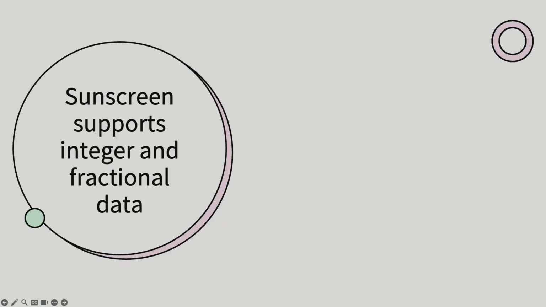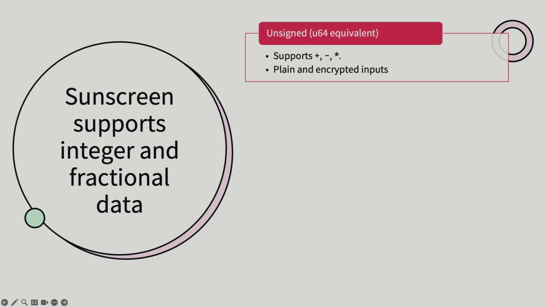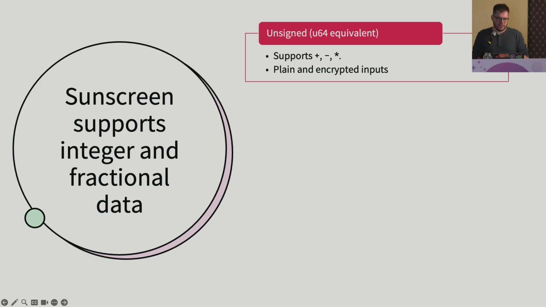So what types of data do we support with Sunscreen? We have a few basic types. One of them is equivalent to an unsigned U64. We also have different bit widths of that one, so we have unsigned 256 and those types of things. These ones support, under the BFV scheme, essentially plus, minus, and multiply. And then you can also operate on both plain text and encrypted inputs.